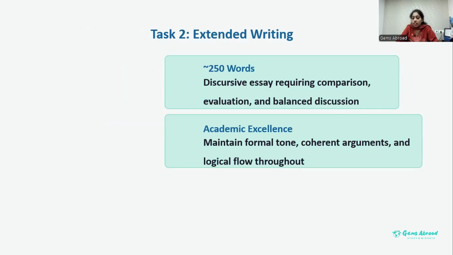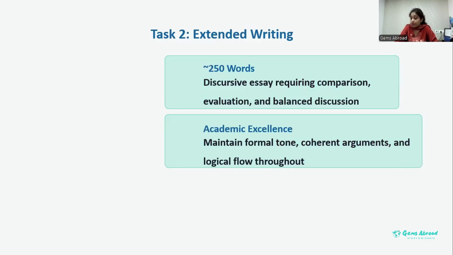Coming to task two, which is extended writing. How many words do you have to write? You have to write 250 words. Task two is an essay style writing task. Okay, you are expected to present and develop ideas on a given topic, often expressing an opinion, discussing an issue, or evaluating a situation.